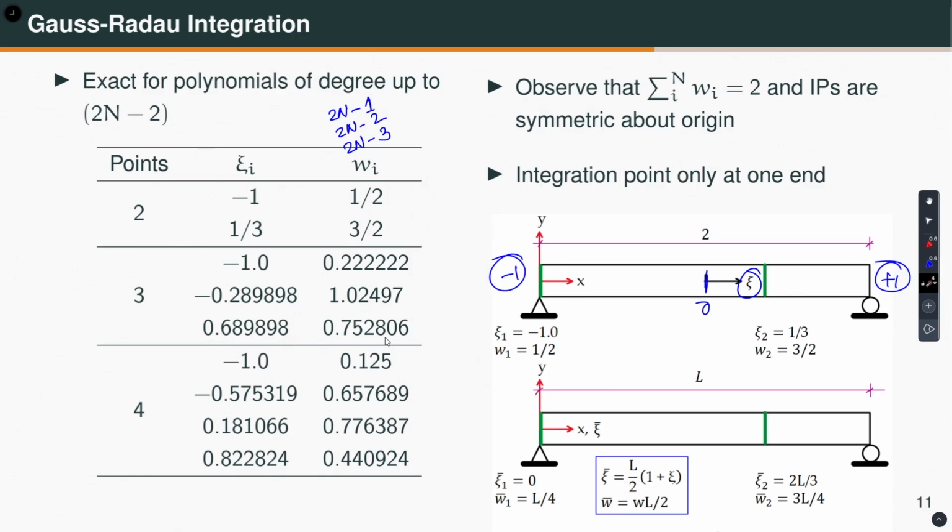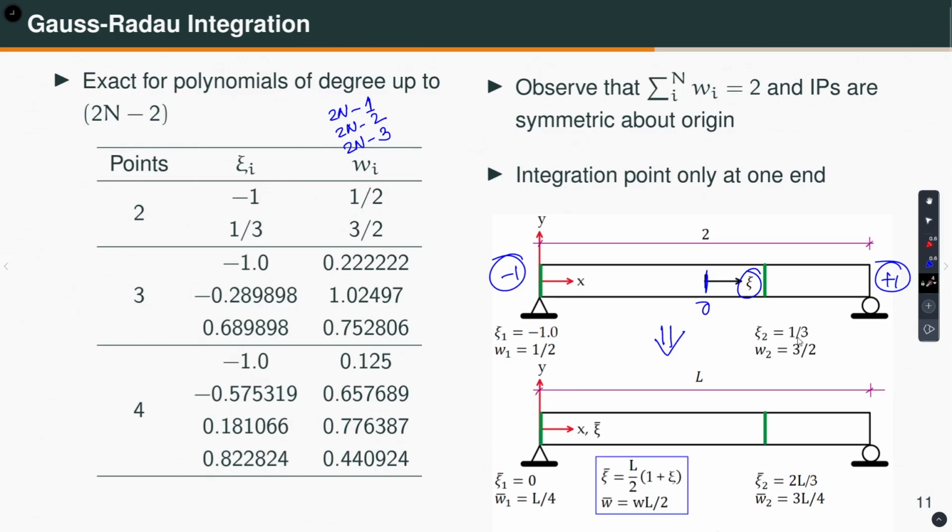And again, recall that the summation of weights is equal to 2, because it is equal to the length of the element in this normalized space, minus 1 to plus 1. So, element length is equal to 2. Okay. Now, if you convert this to physical space, using this conversion. I am saying in this space I am using a variable psi bar, which is starting from this point instead of the center, and it is going from 0 to the length of the element, then psi bar and psi are related like this. Psi bar is equal to L by 2 times 1 plus psi.